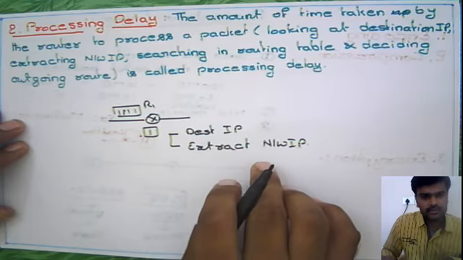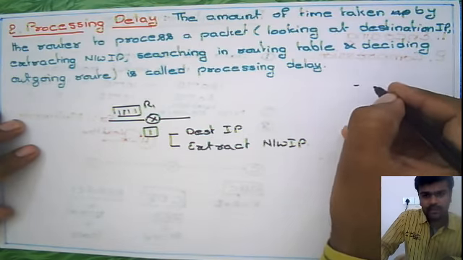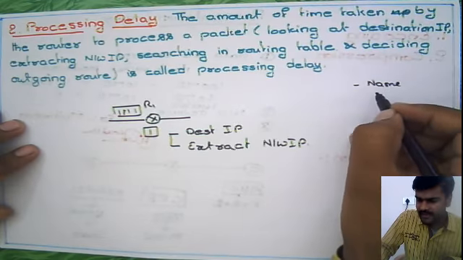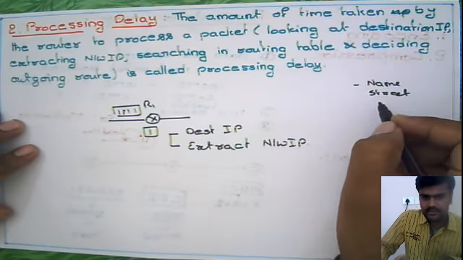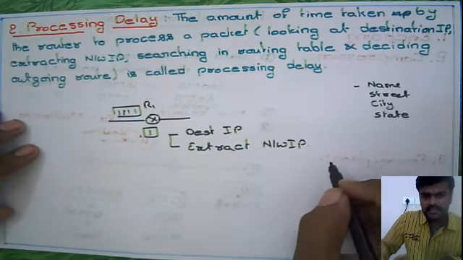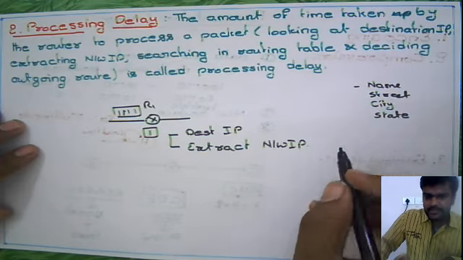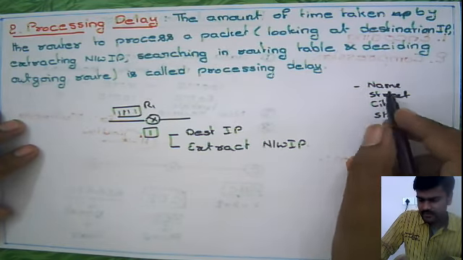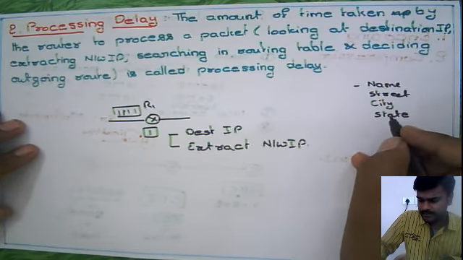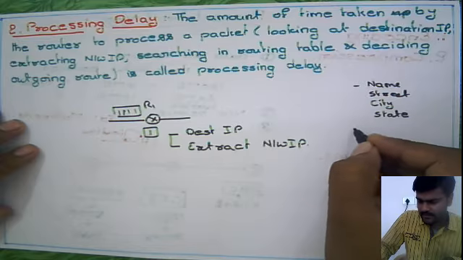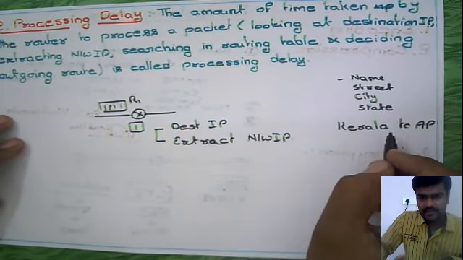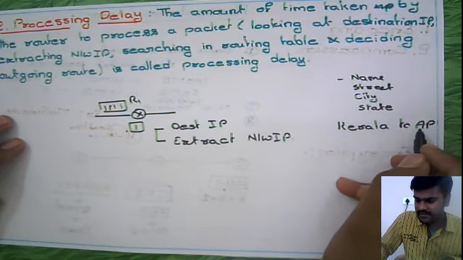To understand this, let us take one example. Suppose you are posting a letter. While posting a letter, you will write your name, right? Then you will write some street address, then the city, then the state. This is the hierarchy you write in your address. Suppose you are sending this letter from Kerala to AP. So this will be in the from address, and this is in the to address.